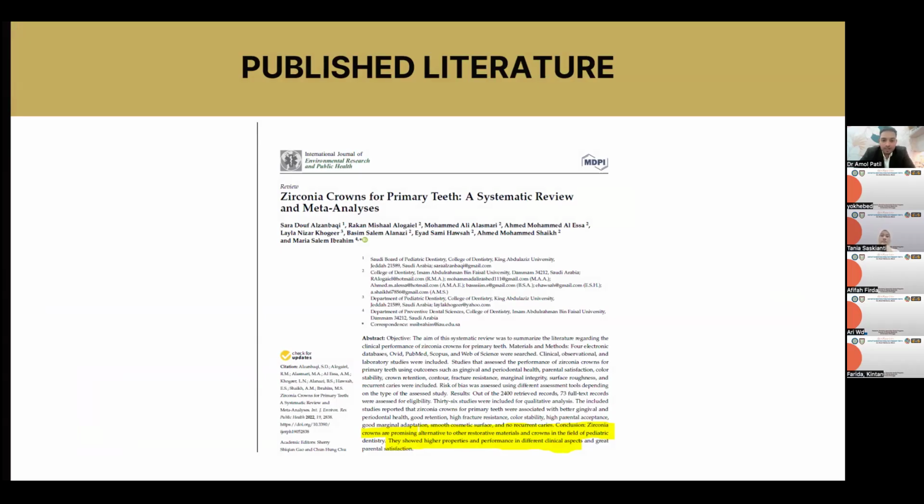We talk about the zirconia crown. There are n number of articles which are available on the websites, which state that zirconia crowns are a promising alternative to all the other types of restorative materials and crowns in the field of dentistry, and they have a great deal of satisfaction and parental satisfaction.